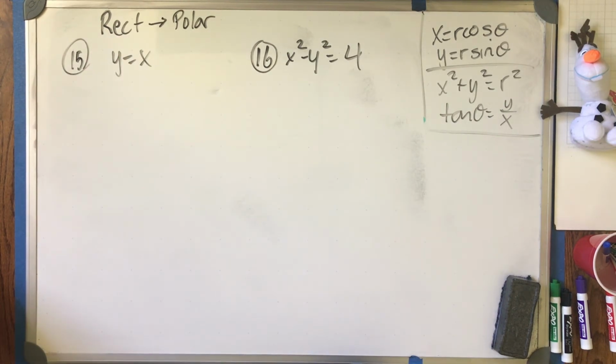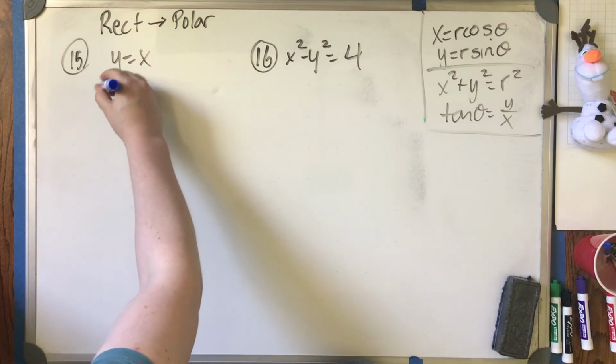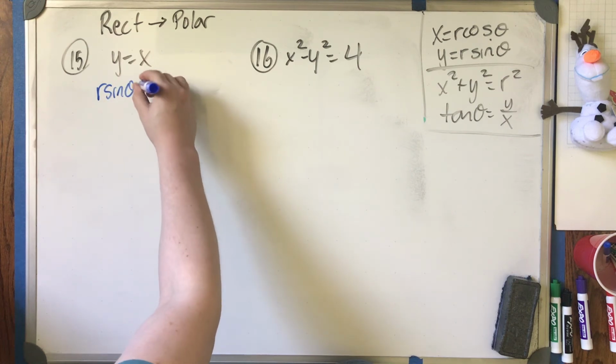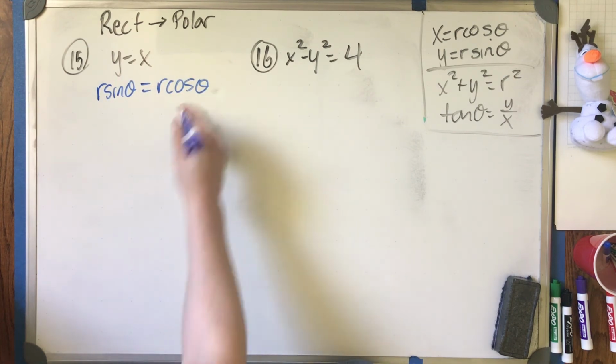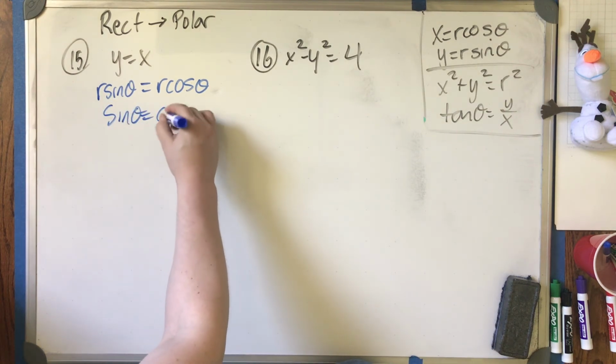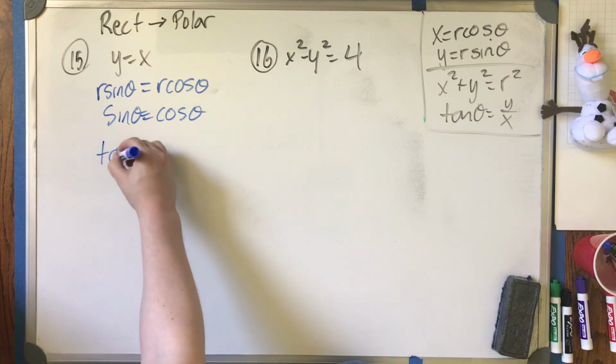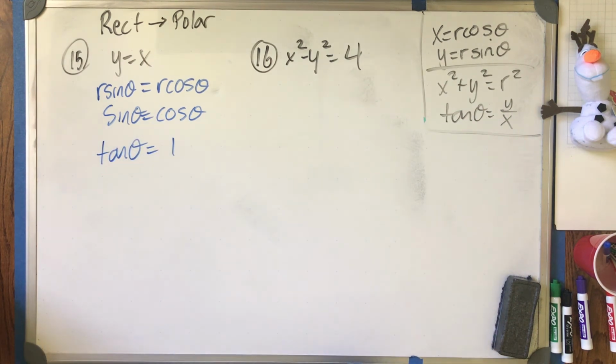So when I have y equals x, there's a couple different ways that we could look at this. First I could just substitute everything in. So let's try it that way. I would get r sine theta equals r cosine theta. If I divide everything by r, then there are no more r's. So I get that sine theta equals cosine theta. I can then divide, so I have tangent theta equals 1. Sine over cosine is tangent equals 1.